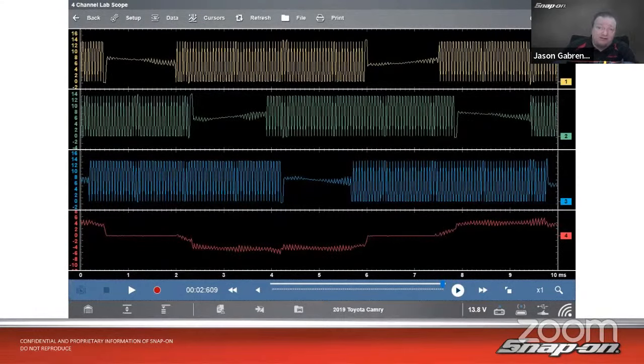But this is a definite multi-channel necessity if you want to test how one of these works, just because it has so many different control signals.